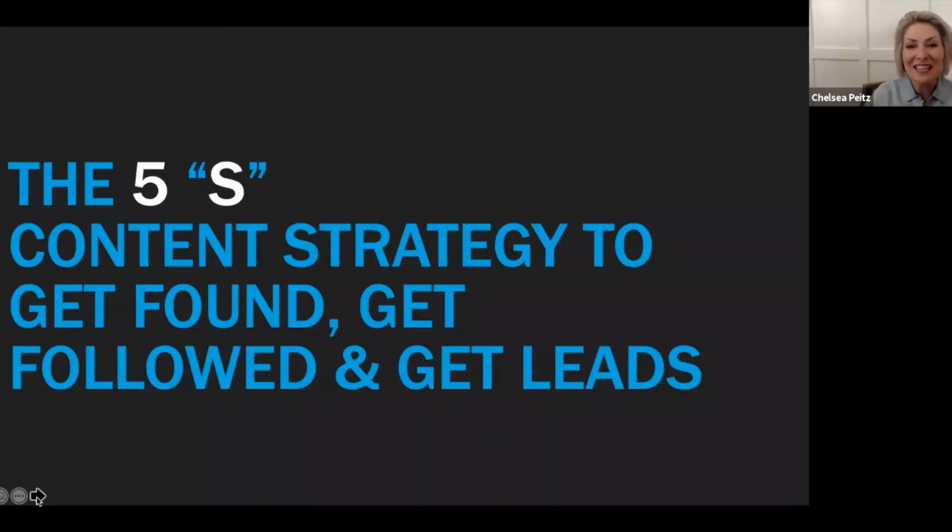Okay, the next thing we're going to talk about is my 5S strategy. Yes, I like lists. I like letters. Apparently, I like the number 5 as well. The 5S content strategy to help you get found, get followed, and get leads. Now, the first S is searchable, and we have to make sure that your content is getting found so that you can get followed and then you can get leads. And searchability means that you're getting discovered.